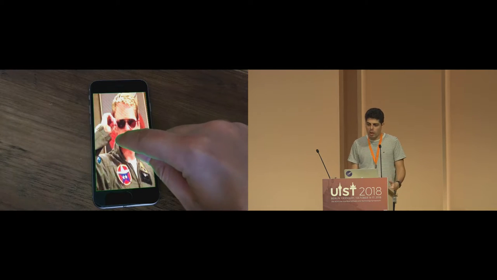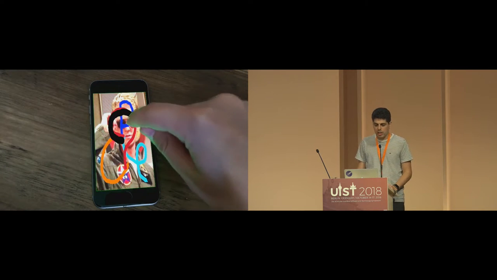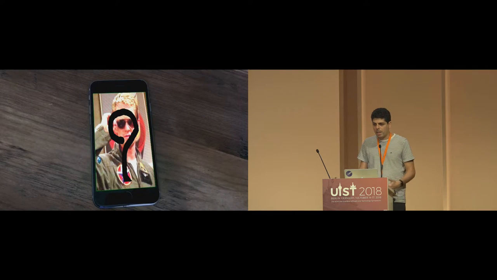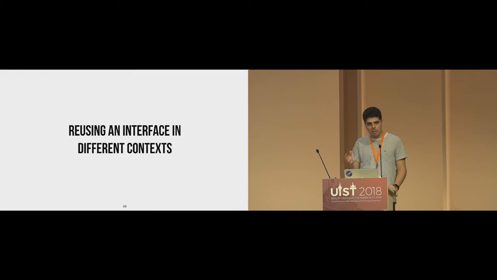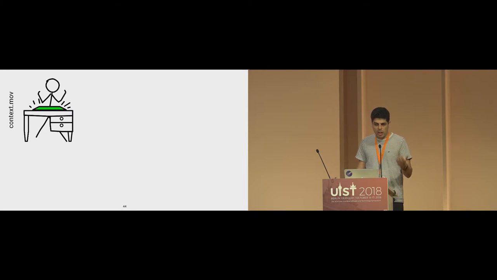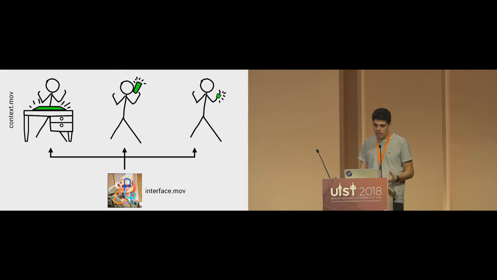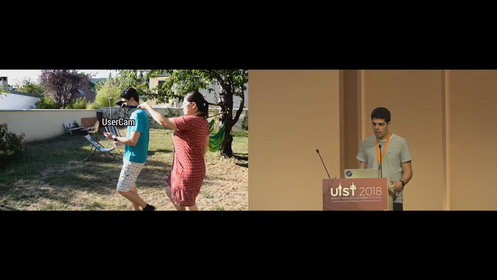So in this way, we achieve a dynamic demonstration of the interaction on top of a green screen. But what happens if we want to use the same interface in different contexts? For doing that, the green screen is the glue that can connect a stationary context like the smartphone on top of a desktop, or the smartphone used in a mobile environment, or even any other screen-based device. So we can grab the same interface and replace it on these screen areas.